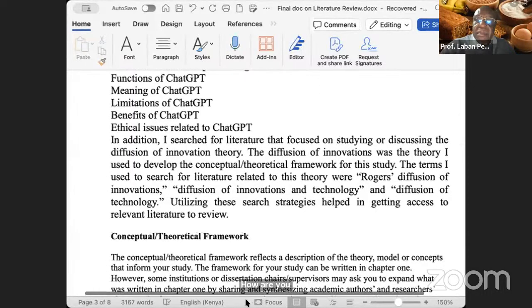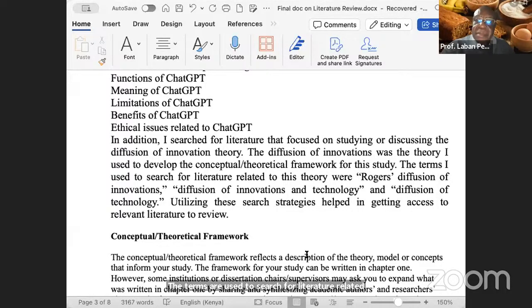In addition, I searched for literature that focused on studying or discussing the diffusion of innovation theory. The diffusion of innovations was the theory I used to develop the conceptual theoretical framework for this study. The terms I used to search for literature related to this theory were Rogers, diffusion of innovations and technology, and diffusions of technology. Utilizing these search strategies helps in getting access to relevant literature to review. Very good reading. Thank you.